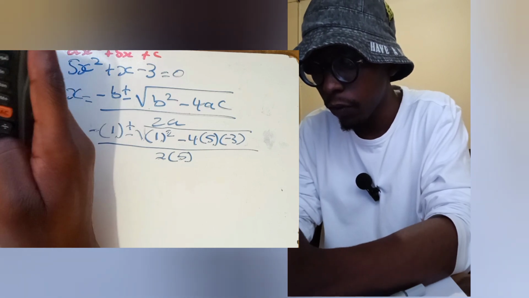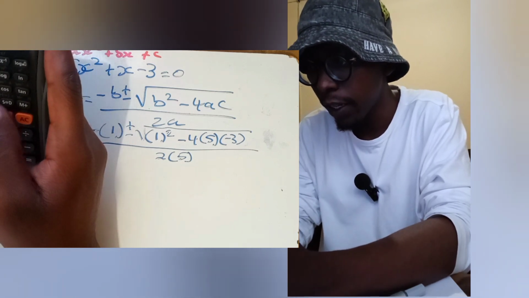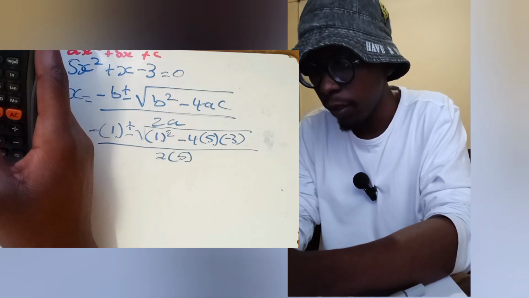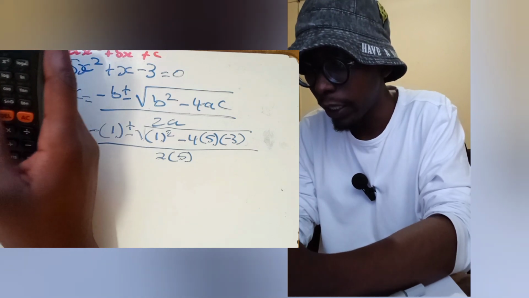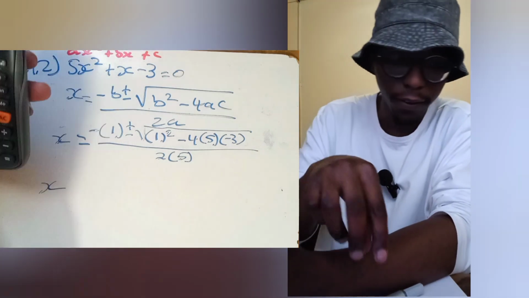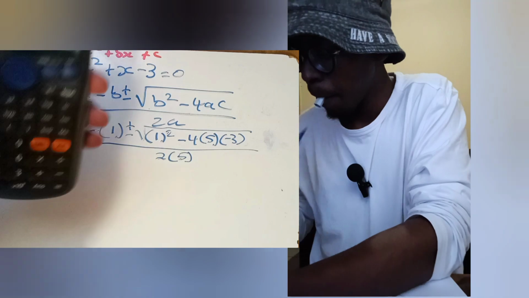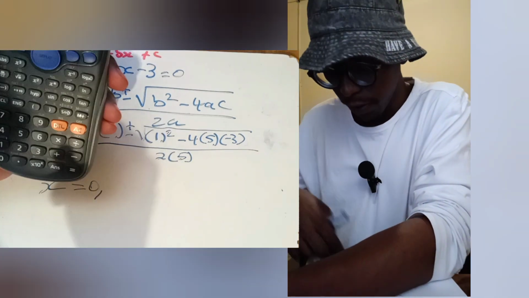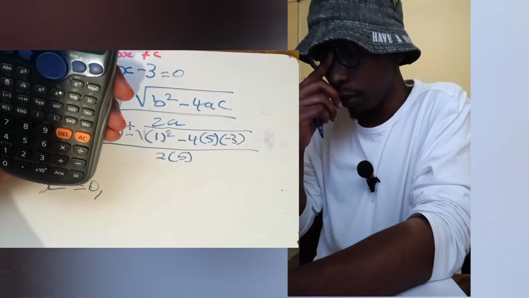1 squared minus 4a is 5. My b is minus 3. That my b and my c all over 2a. And then now my first answer is 0,681.